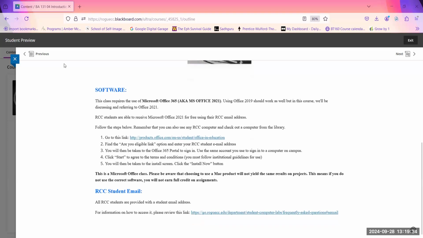The class also uses Microsoft Office software. We talked about this a little bit already. If you have a Mac product or a Chromebook, it won't give you the same options as a Windows-based program will. So make sure that you make a plan to use the computer lab, check with the library. They have computers that they can check out to you if needed. But definitely let's have a conversation if you're running into some barriers there. And the last thing is the student RCC email. You do need your RCC email for this class.